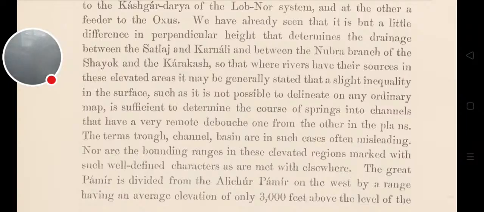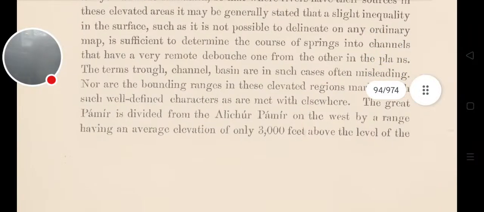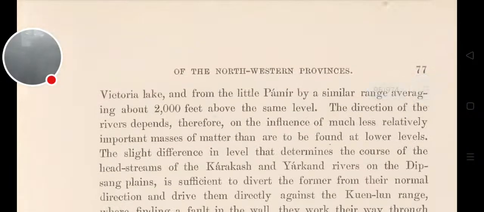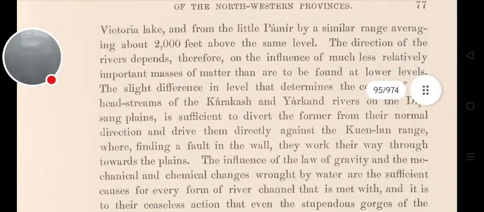The terms trough, channel, basin are in such cases often misleading, nor are the bounding ranges in these elevated regions marked with such well defined characters as are met with elsewhere. The Great Pamir is divided from the Alichur Pamir on the west by a range having an average elevation of only 3000 feet above the level of the sea, Victoria Lake, and from the Little Pamir by a similar range averaging about 2000 feet above the same level.